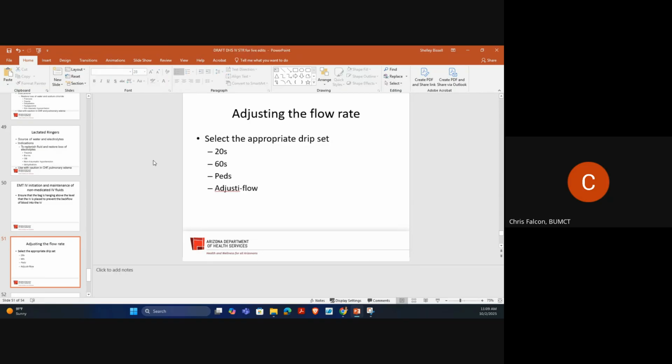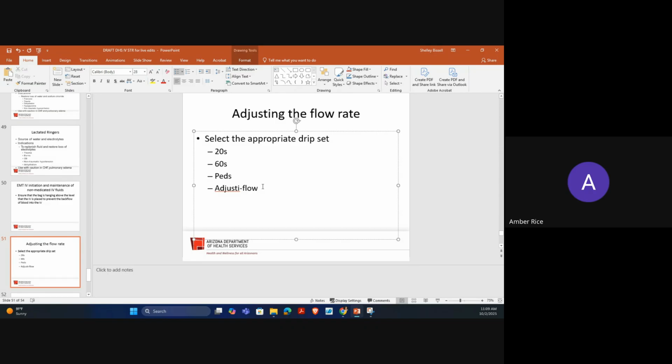Some of these items, so I think it would be kind of the same thing. The only other type of drip set I see here would be like the blood, but this being an STR, I think we want to stay away from that.